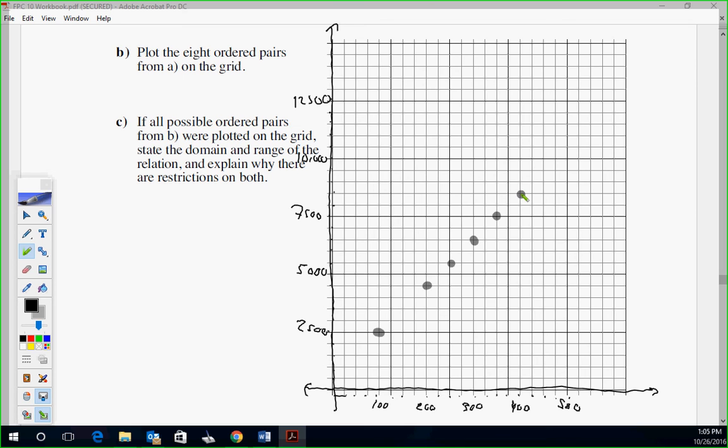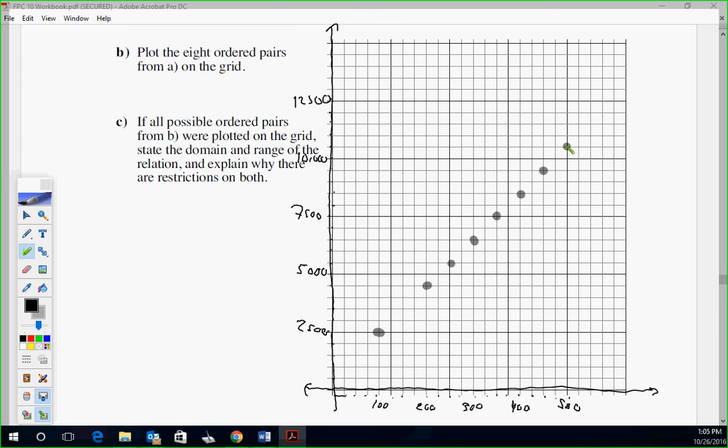450, we're at 9,500. So we're at 8 right there. And we are right there. Okay, so we can see our linear relationship, which is good.